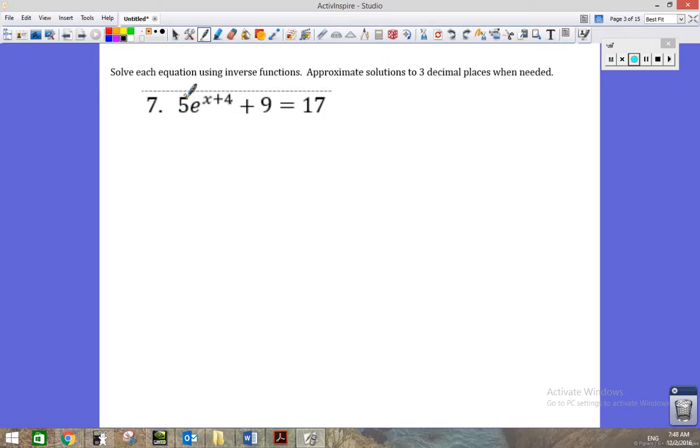If I look at problem 7, on the left hand side I see two terms, on the right hand side just a constant. Well, the variable of interest is in this first term. So the first thing I need to do is isolate that first term because it has my variable of interest. So I need to subtract 9 from each side.